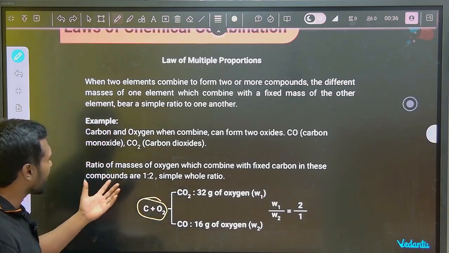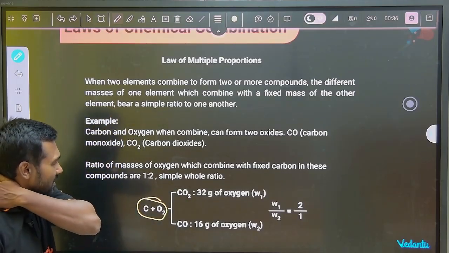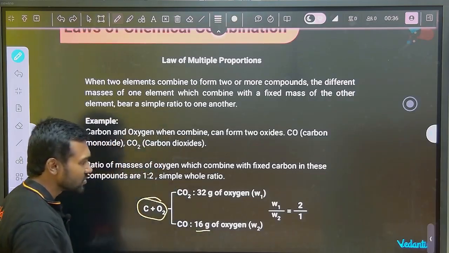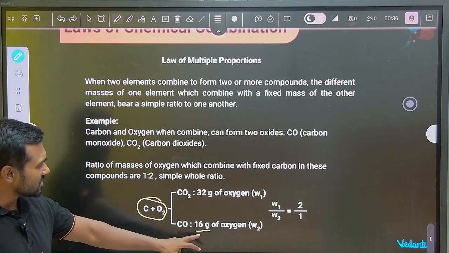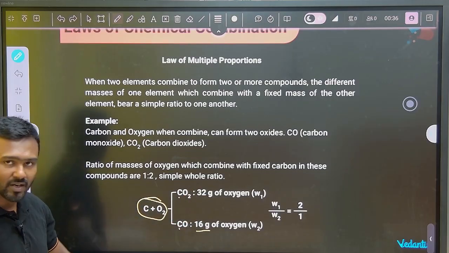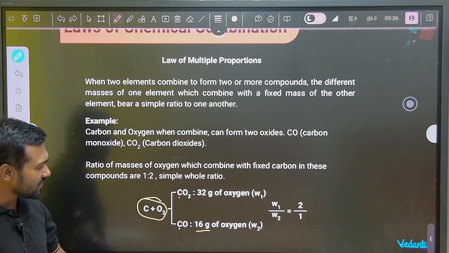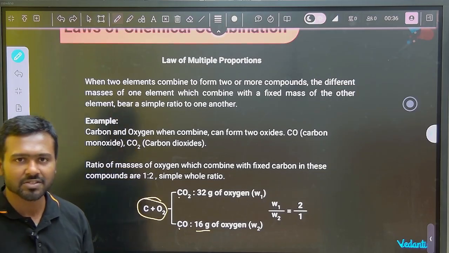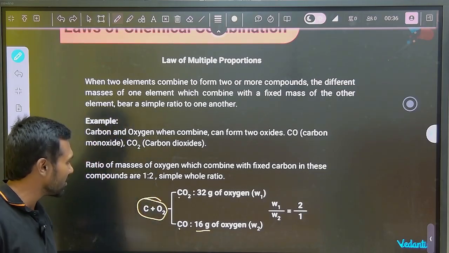For example, they can take carbon dioxide. In carbon dioxide, oxygen is 32 grams and in carbon monoxide, oxygen is 16 grams. The carbon mass is fixed here, 12 grams here and 12 grams here. But the oxygen masses are 16 and 32, that is 1:2, carbon monoxide to carbon dioxide.